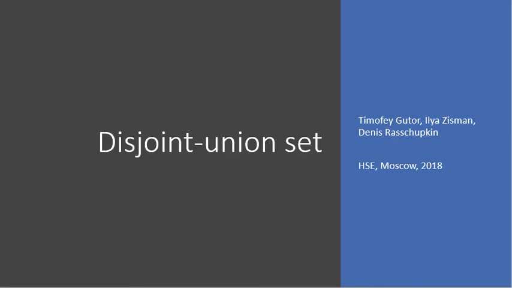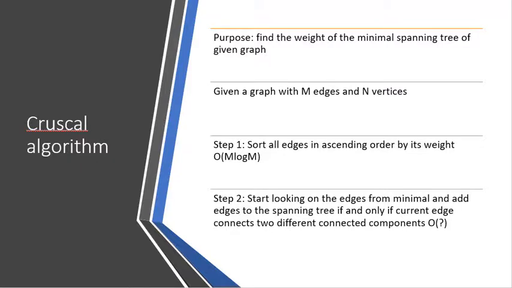So, the disjoint union set is a really interesting data structure. For what purpose should we use this data structure? For instance, do you know about Kruskal's algorithm? If you don't know, don't worry, it's okay. The purpose of this algorithm is to find the weight of the minimal spanning tree of the given graph.